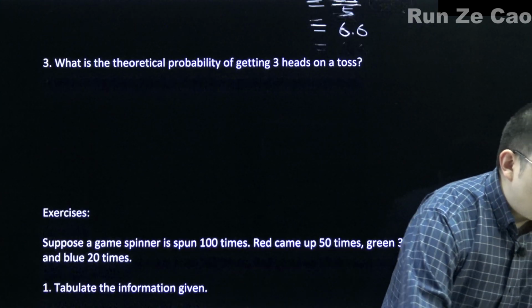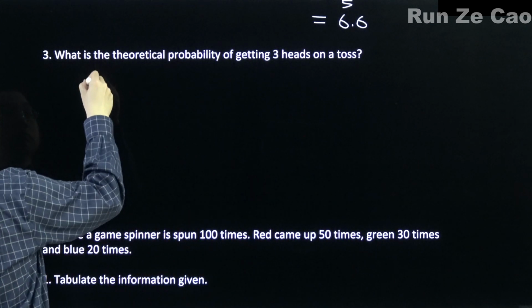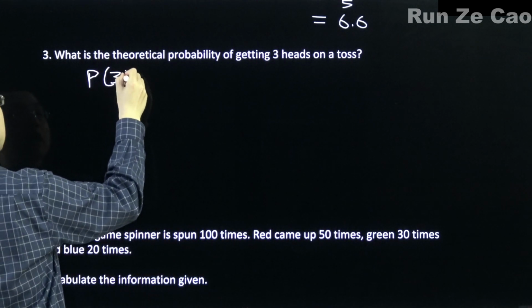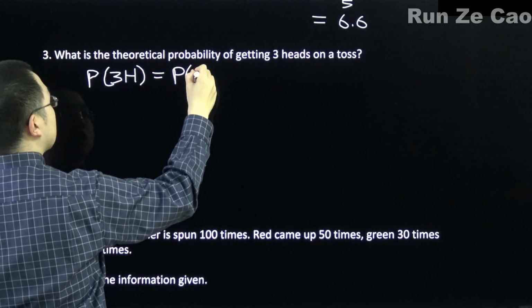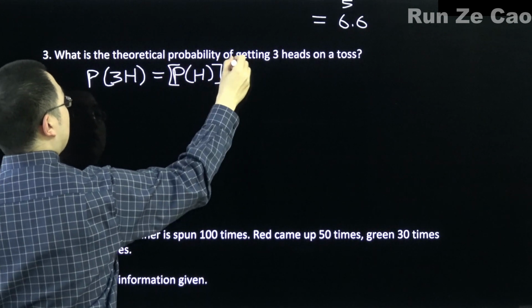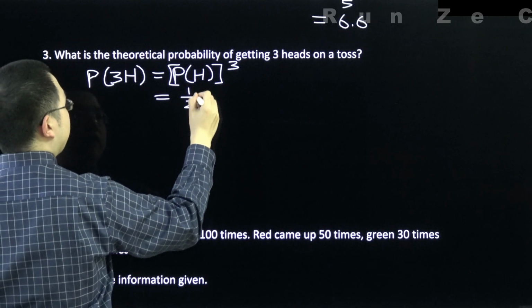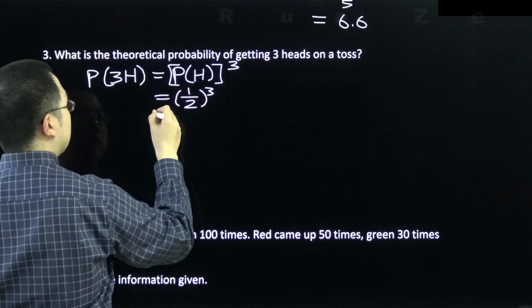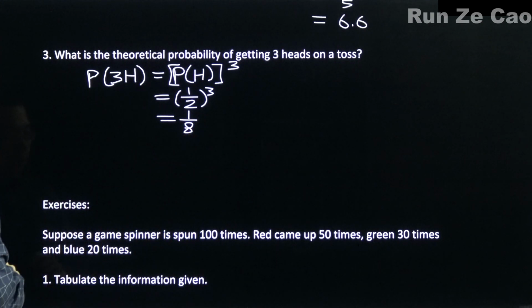What is the theoretical probability of getting 3 heads on a toss? Well, P3H would be equal to PH to the third power, which is 1/2 to the third power, so 1/8. This is the theoretical probability.